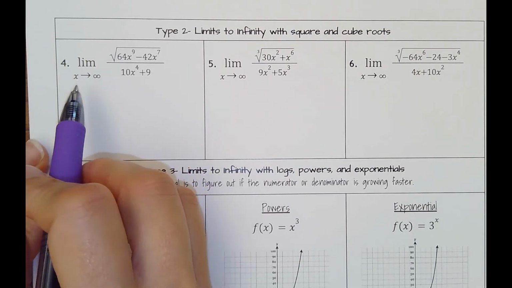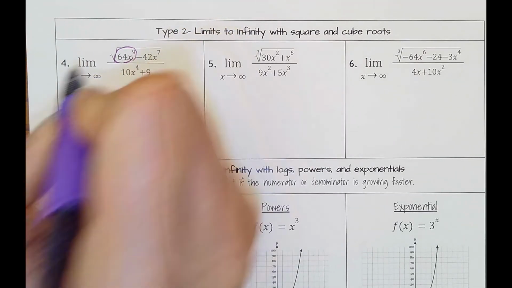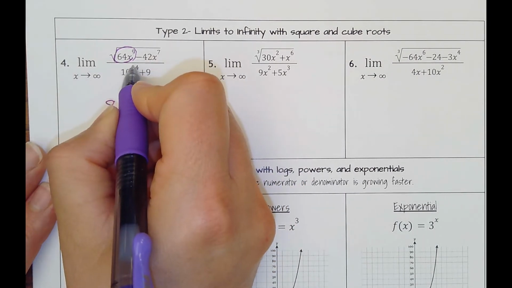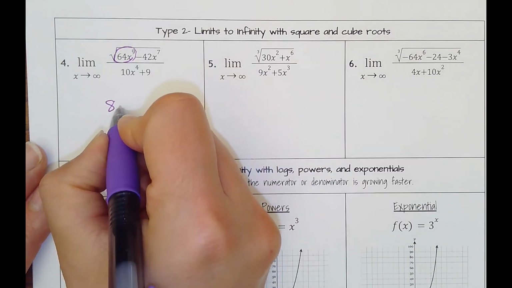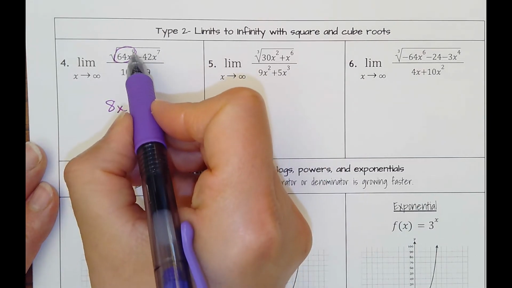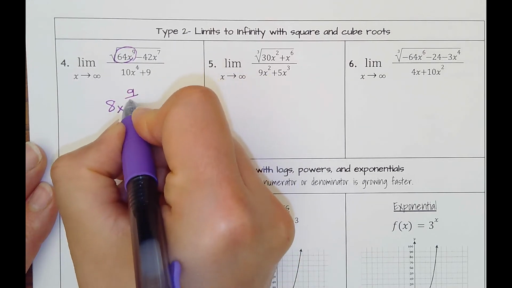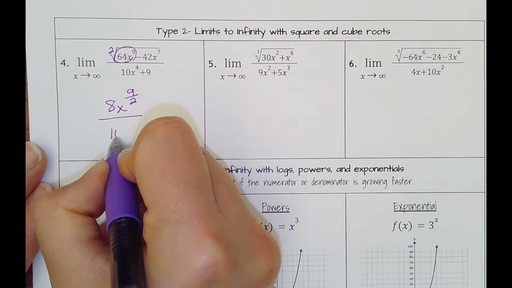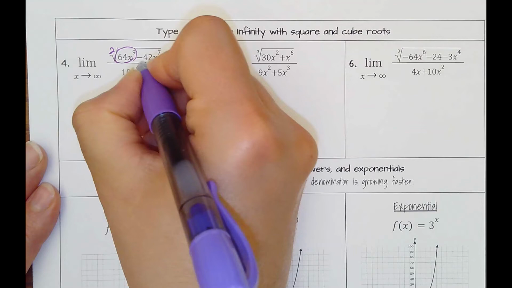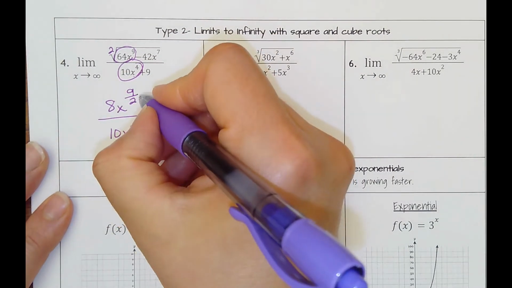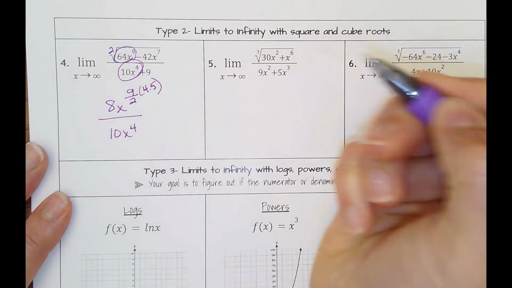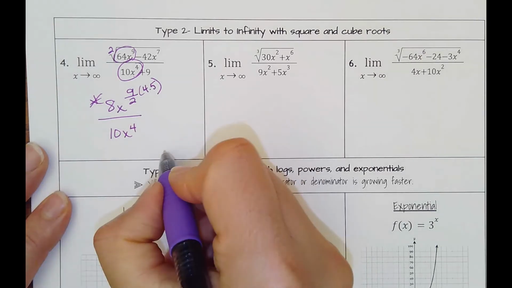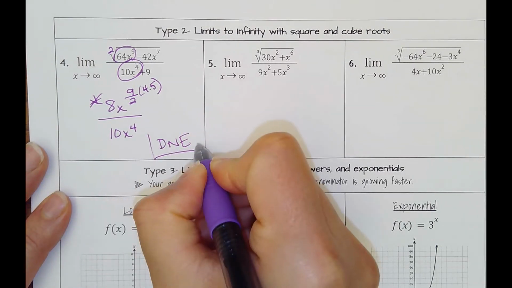So on number 4, we would want to use the highest powered term, and we would take the square root of 64 and then the square root of x to the 9th power, which remember we write as 9 halves because our index here is a 2, over 10x to the 4th, which is the highest degree in the denominator. So think about 9 divided by 2, that's really 4.5. So the bigger power is on the top. When it's top heavy, it automatically does not exist.